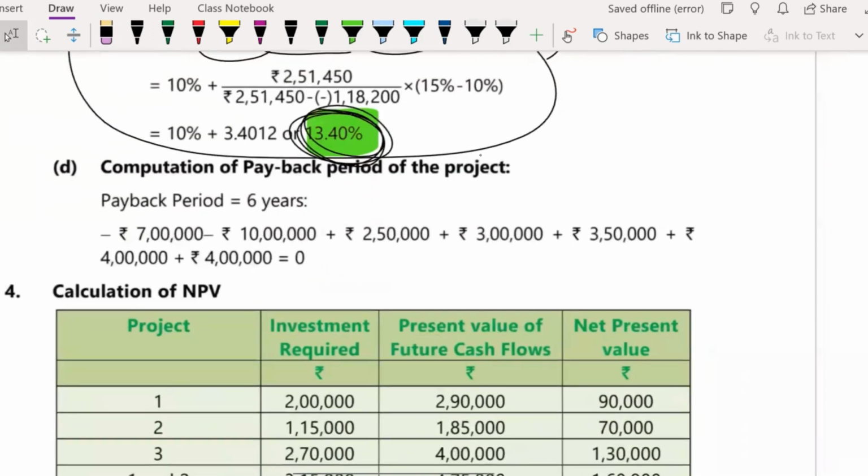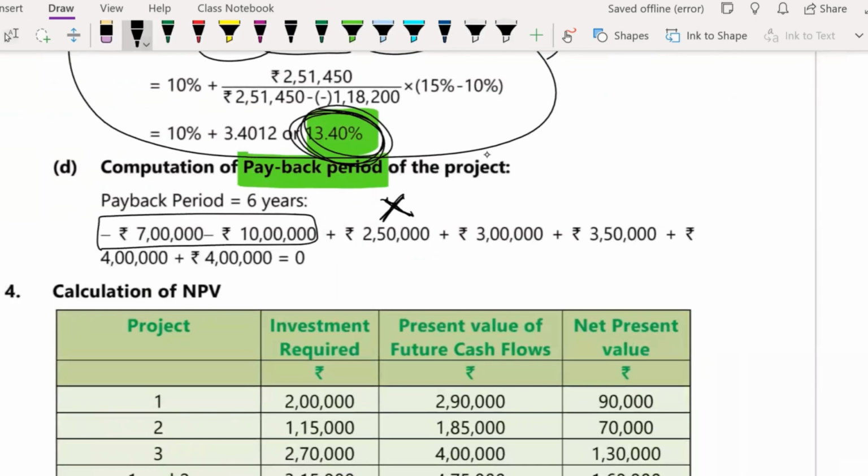And finally, they have told you to find out computation of payback period. Here, remember, it is not discounted payback period. It is just a payback period. So don't discount your cash flows, directly find out your payback period. So how much was the cash outflow? The cash outflow was 17 lakh rupees. Now you have to see in which year are you able to recover it.